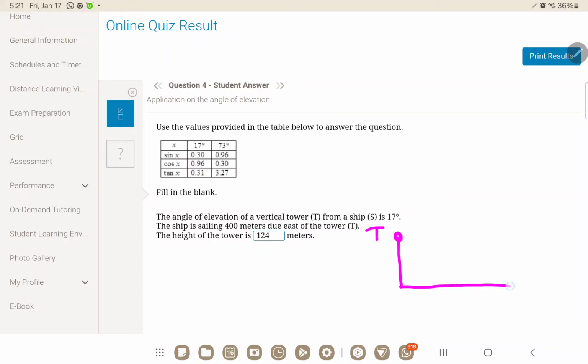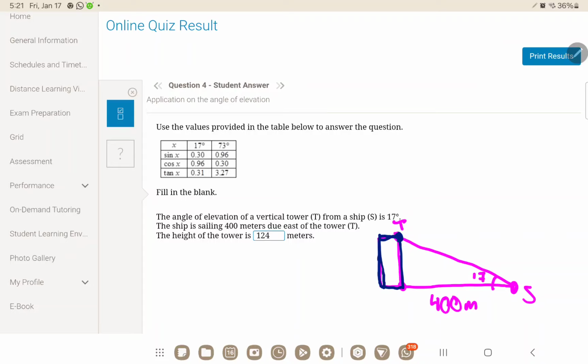So from ship S, we know that here the angle is 17 degrees and the ship is sailing 400 meters due east of the tower. So the ship, this is the tower, and the point T is the top of the tower. So the ship is here and this is the tower. So the ship is at a distance of 400 meters from that tower. I'm going to redraw the tower in blue.